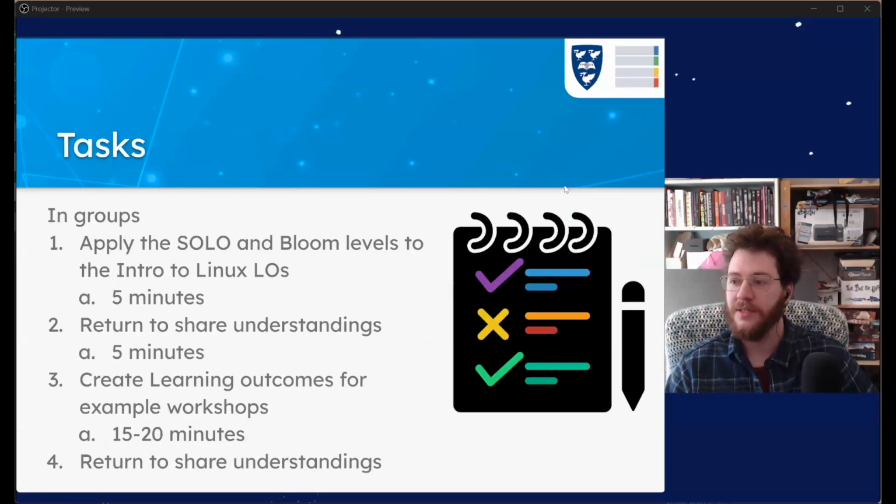And so that's most of what I'll be talking about now. Instead, we're going to move on to use and apply in groups. There's about 15 of you, so probably 3 or 4 groups, I would say. And you're going to first apply the SOLO and Bloom levels to the intro to Linux learning outcomes.